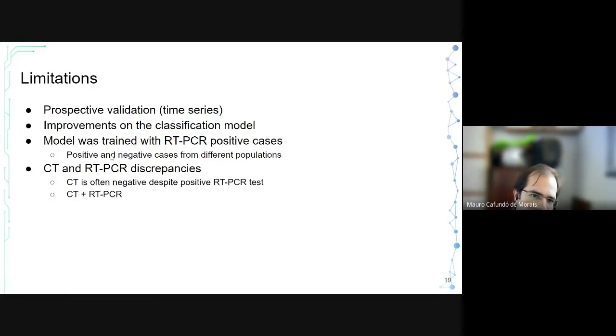So the data diversity is really one of the key things about that paper. And of course, there are some discrepancies between those two methods for testing for positivity, right? CT is often negative despite the RT-PCR being positive. What is agreeable is that CT plus RT-PCR assays are complementary, and it improves the sensitivity for testing.